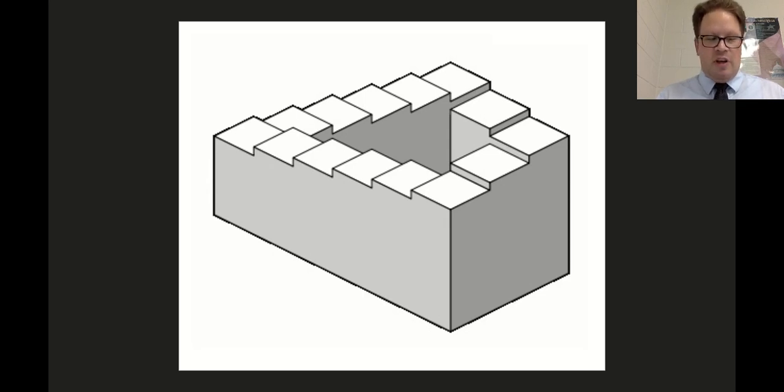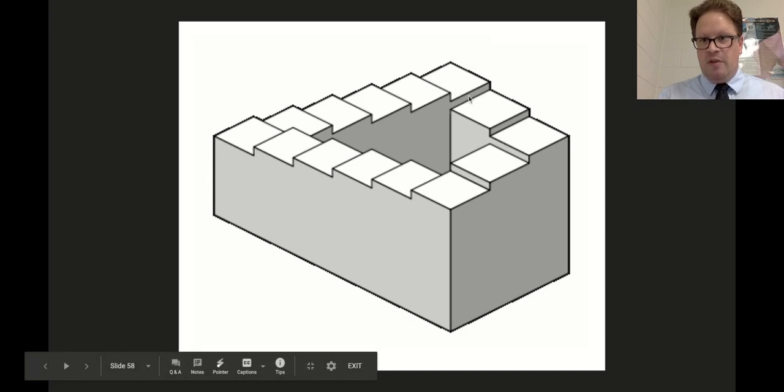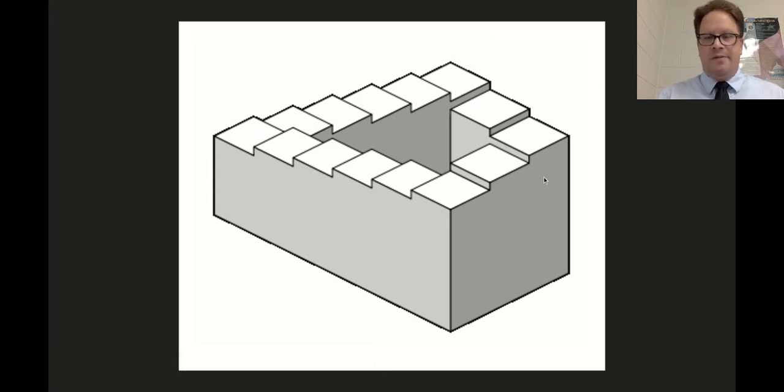So, for instance, where's the top of the stairs here? Is it here? No. Is it here? Again, it's impossible. It's not accurate.